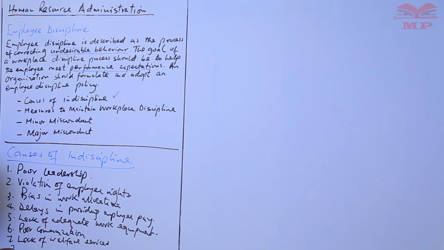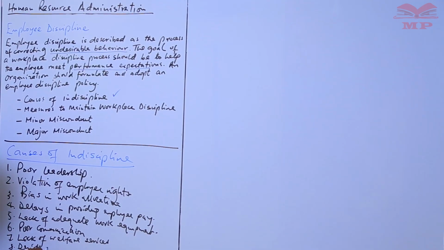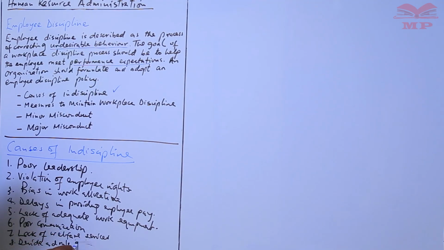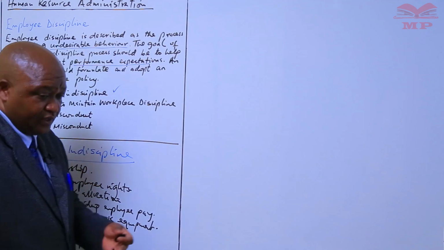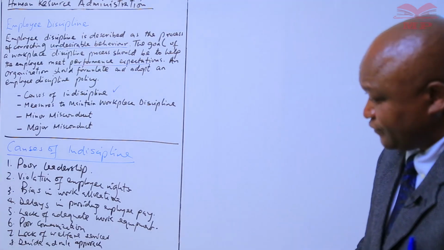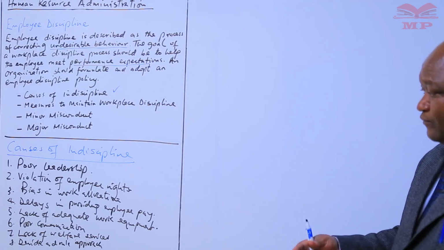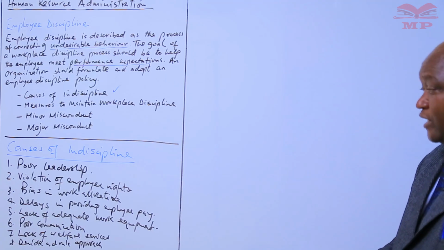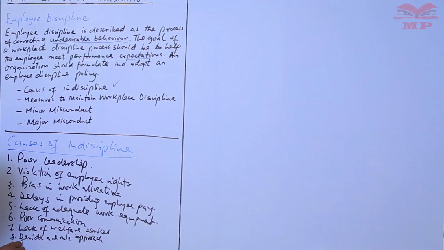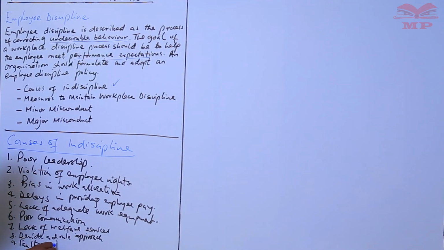Then number 8, divide and rule tactics. Call it the divide and rule approach. Sometimes the organization could divide workers into groups and so on. When workers are treated that way, it sometimes could lead to indiscipline. Then you could also have faulty work equipment. Number 9, faulty work equipment.